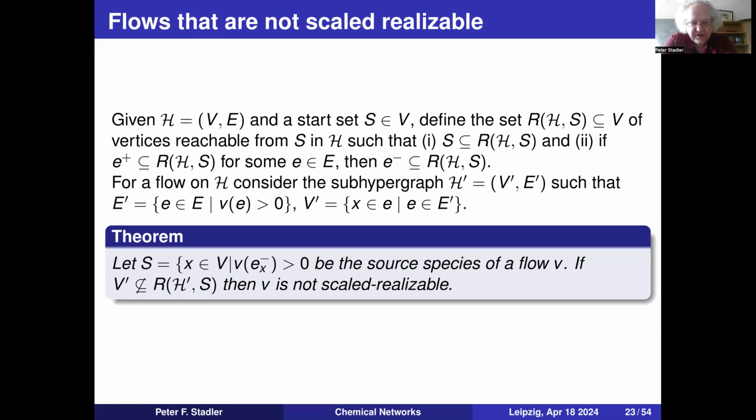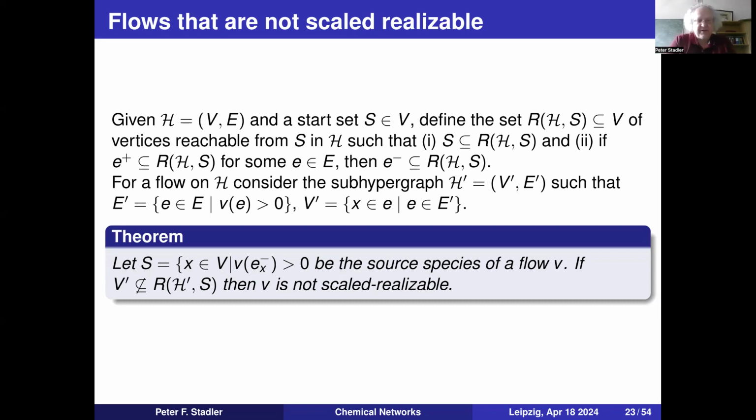But it turns out that there are actually networks, and it's not so difficult to construct them, so that upscaling the source, so upscaling the flow, really never makes the system realizable, and one can give a relatively simple condition under which the flow is not scale realizable, and this basically goes like this.